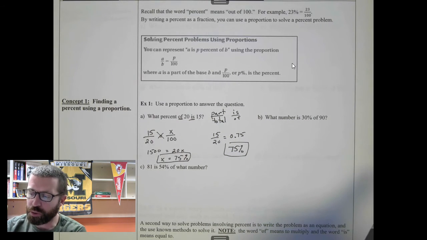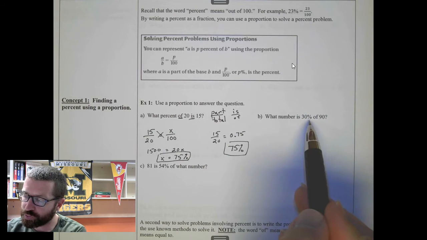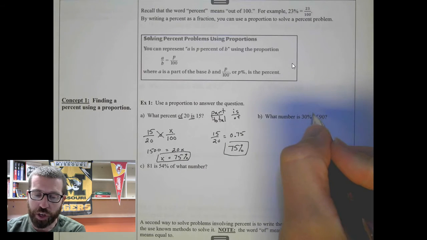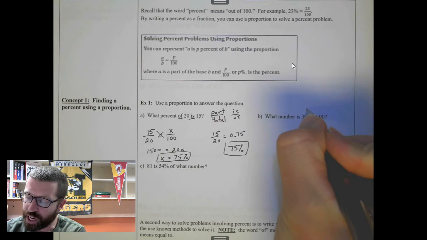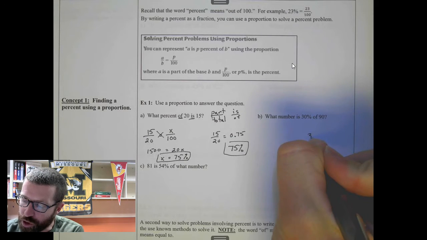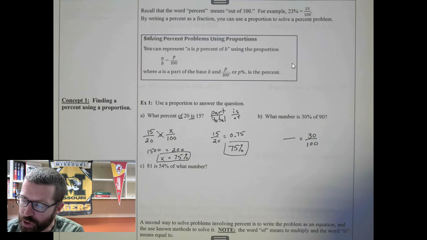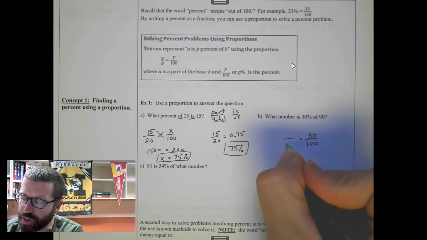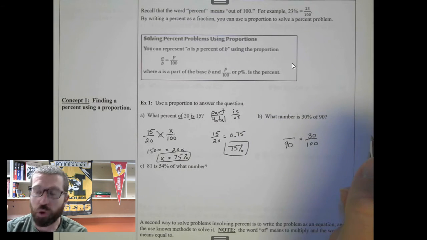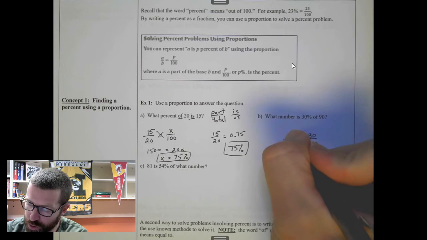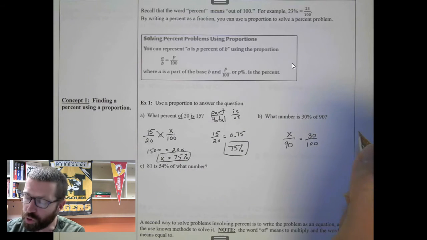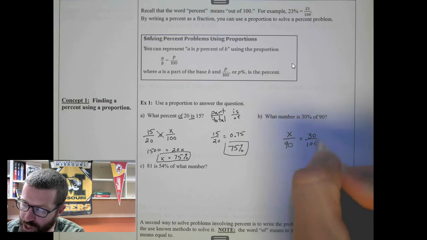So it's very useful to be able to do this problem both ways. Okay, B: what number is 30% of 90? So what number is 30%? That's our part, 30 over 100. And then "of 90" implies that 90 is the total on the bottom. So we want to know what number is 30% of 90, so x goes here.